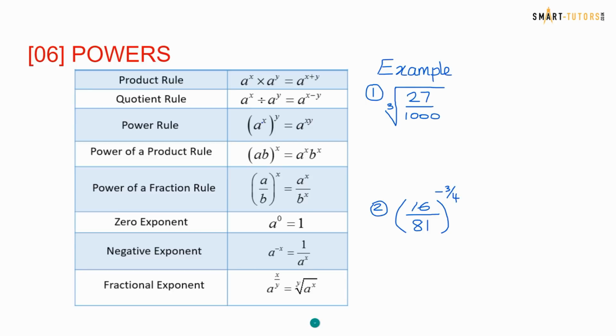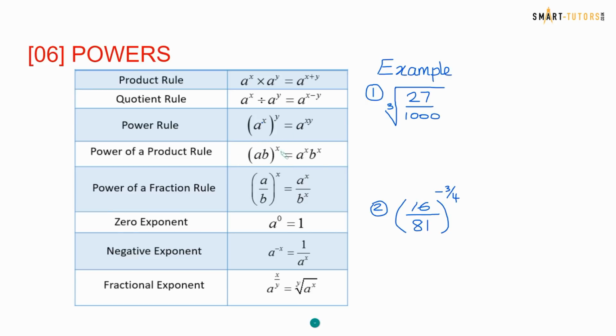Topic 6, powers. In powers, you need to know all the rules of powers. If the base is the same, when multiplying, the powers need to be added together. So a to the power x times a to the power y equals a to the power x plus y. When dividing the same base, you need to subtract the powers. Power to the power: a to the power x, to the power y, you need to multiply the powers together, a to the power x times y.